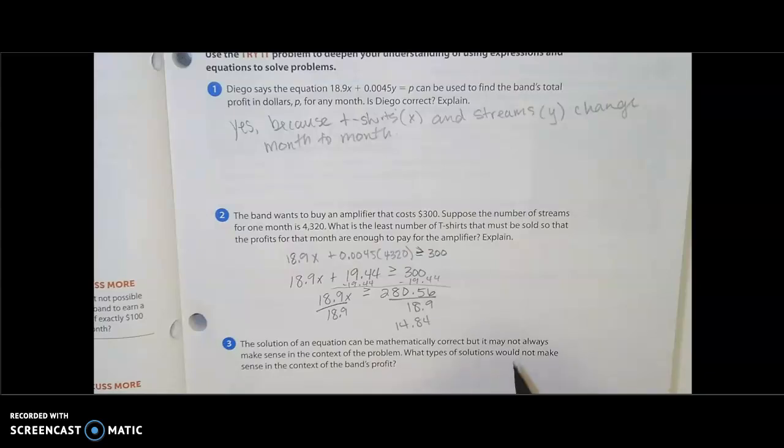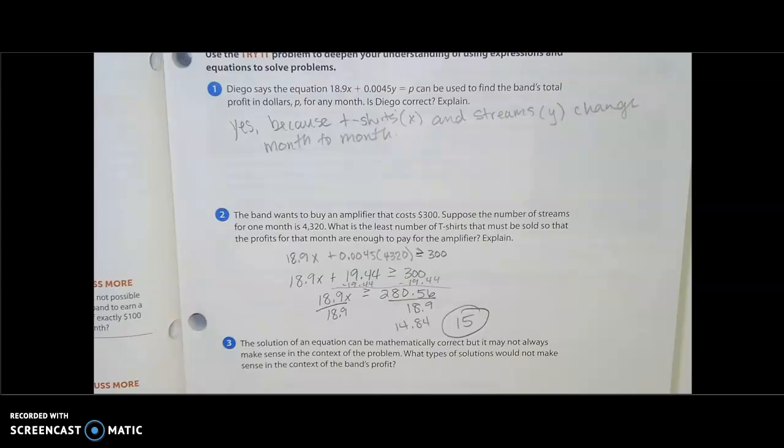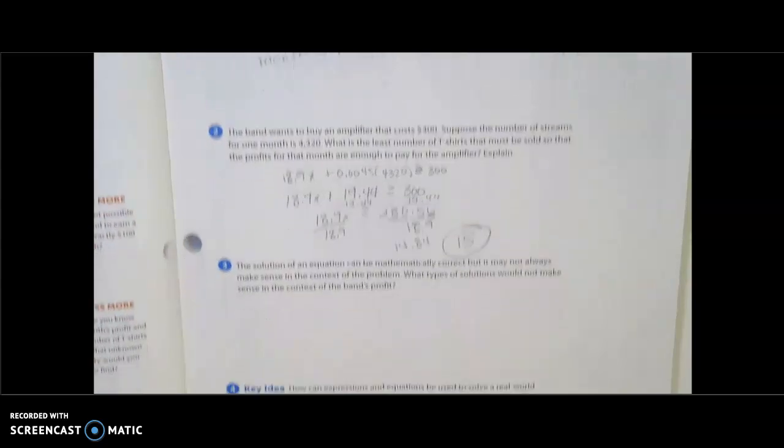But I can't sell a partial t-shirt, so that means in order to have enough, we have to sell 15. So we're going to sell 15 t-shirts. As we go through and explain what we did, we know that there was $19.44 made from streams. We can subtract that from the 300 to know that we need at least $280.56 more. And when we divide that by 18.9, we get 14.84, which tells us we have to have at least 15 t-shirts sold.